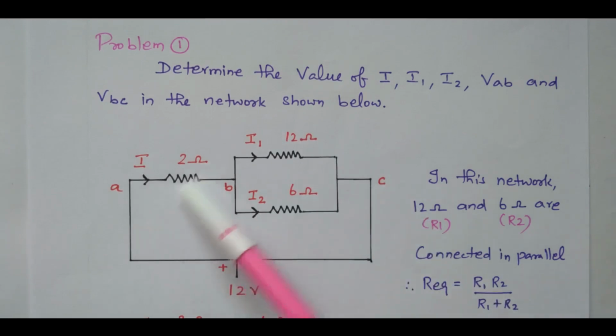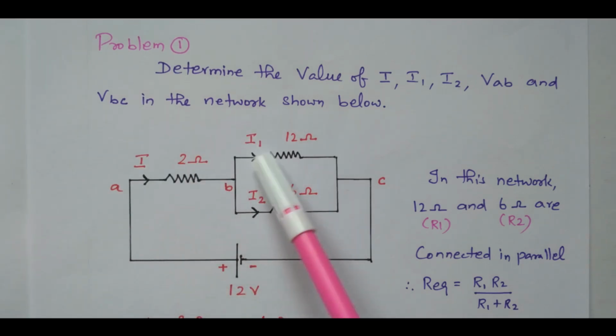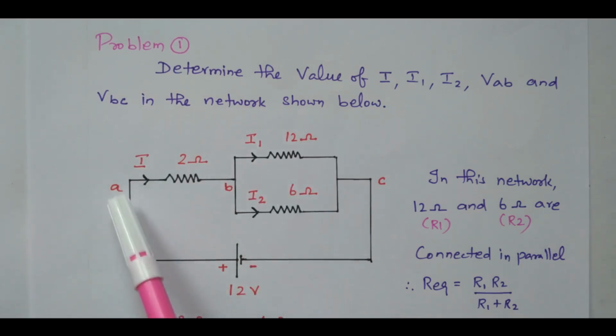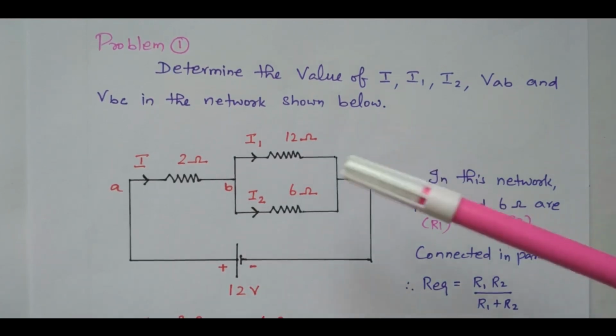So, 3 resistors are available, out of which 2 resistors are connected in parallel. 12 volts is applied. Total current is I. In parallel the current is divided into I1 and I2. We need to find the total current, the currents I1 and I2, the voltage drop across AB and the voltage drop across BC. One by one we need to find. First we will simplify this diagram.